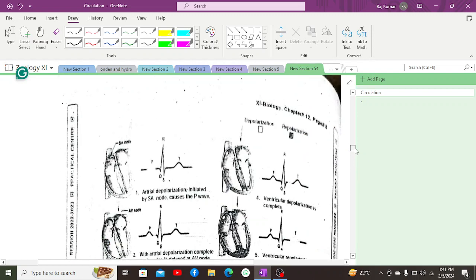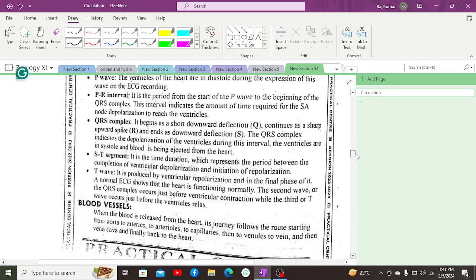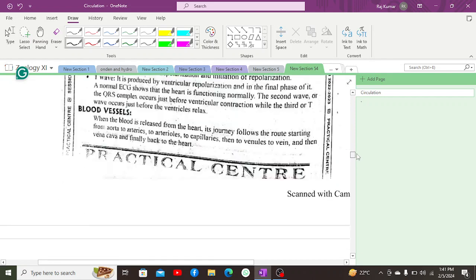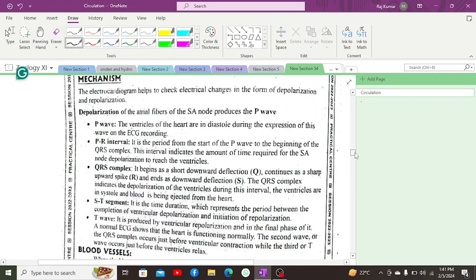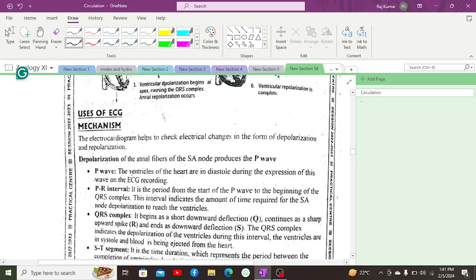Here you can see there are several phases of the electrocardiogram. It helps to check electrical changes in the form of depolarization and repolarization.